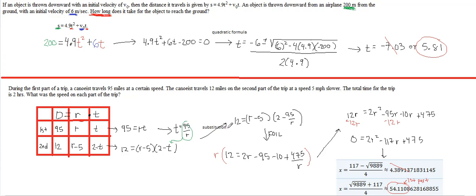Two problems in quiz 8.3. First one says, if an object is thrown downward with initial velocity of v sub 0, then the distance it travels is given by this equation here. So s actually stands for the distance.